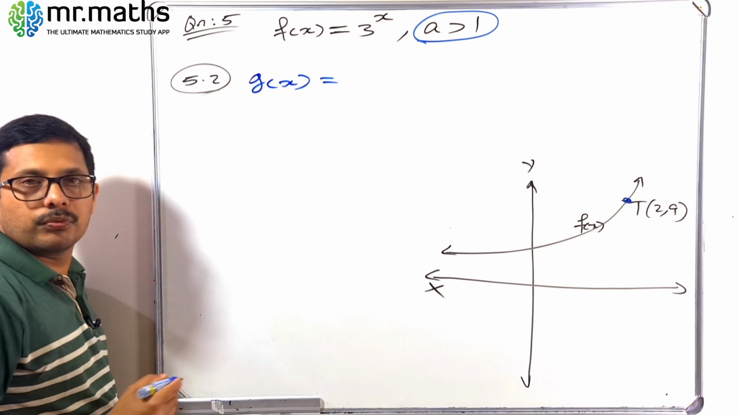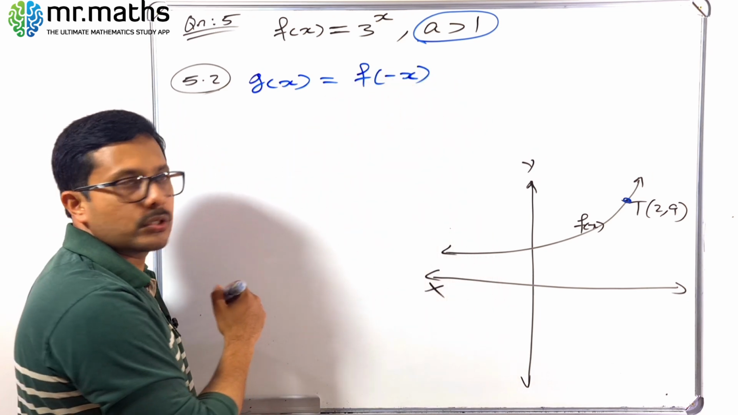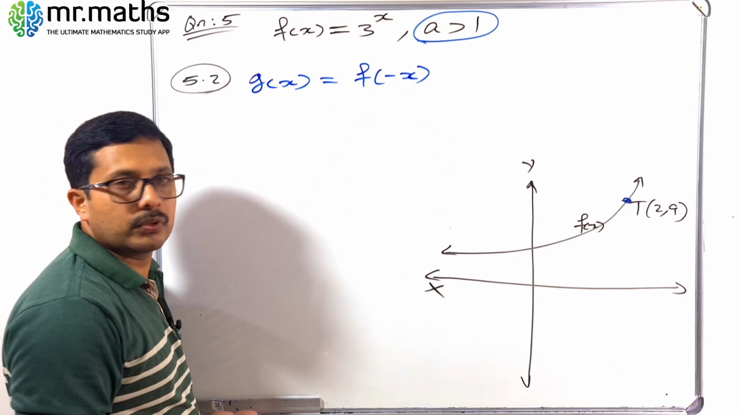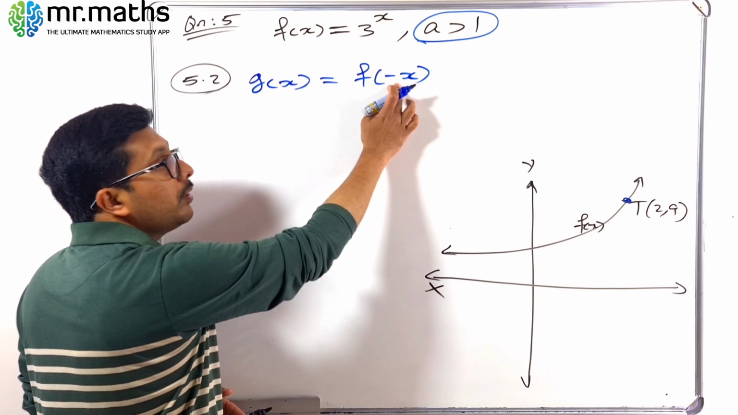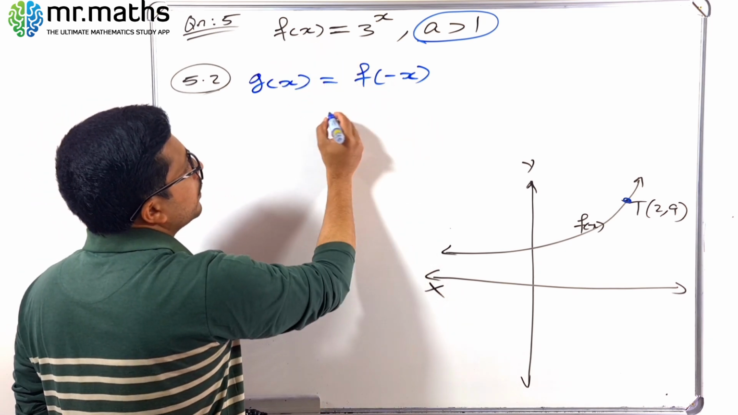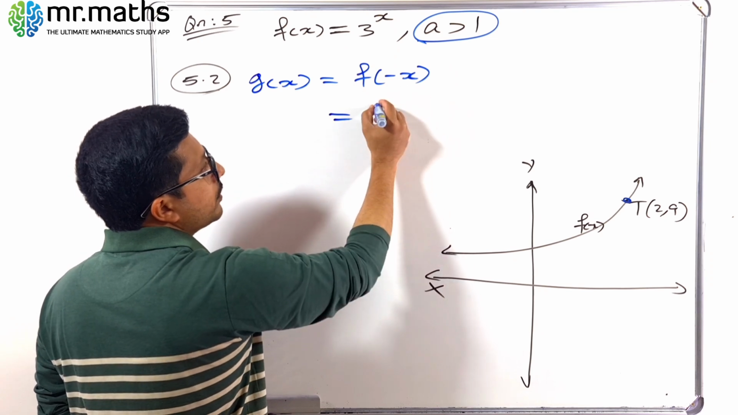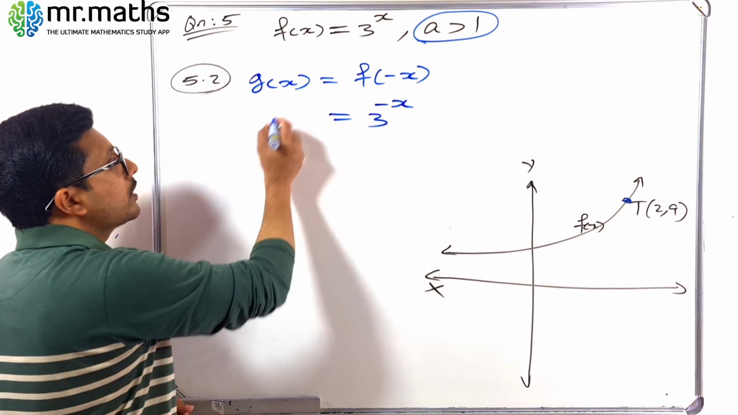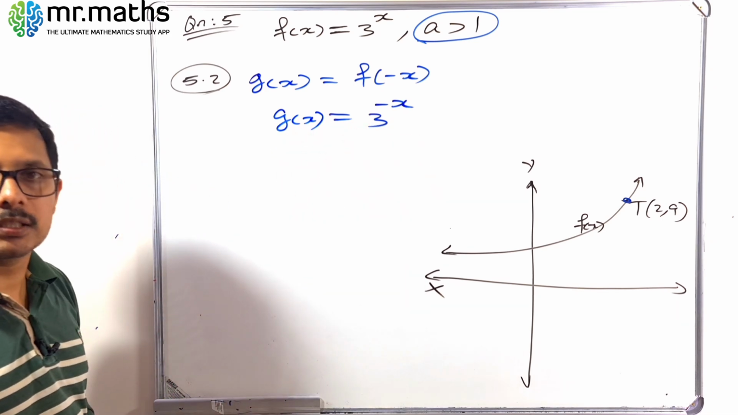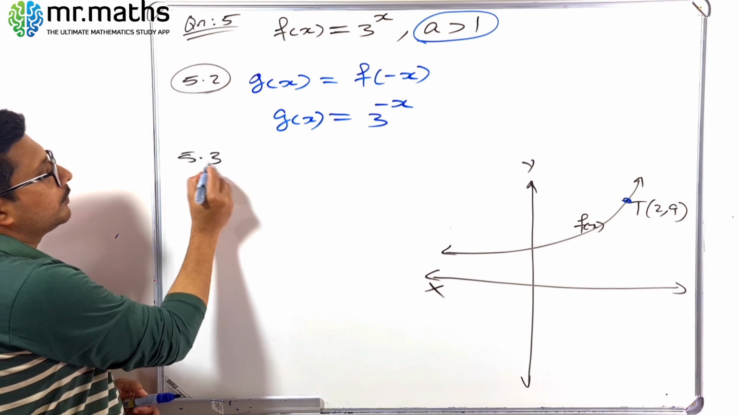And what is that g of x? That is f of minus x. So instead of this x, if you write minus x, that is g of x. That's all. So what is f of minus x? f of x is 3 raised to x. So f of minus x is 3 raised to minus x, and that is g of x. So g of x is 3 raised to minus x. That's all. Simple question. Okay, 5.3.